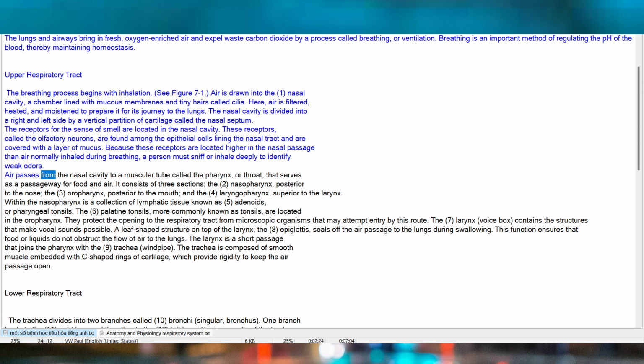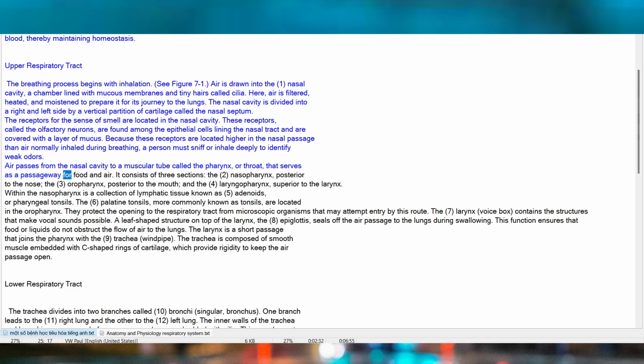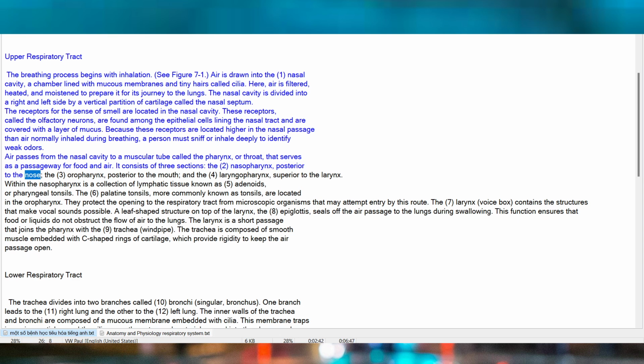Air passes from the nasal cavity to a muscular tube called the pharynx, or throat, that serves as a passageway for food and air. It consists of 3 sections: the 2. Nasopharynx, posterior to the nose; the 3. Oropharynx, posterior to the mouth; and the 4. Laryngopharynx, superior to the larynx.